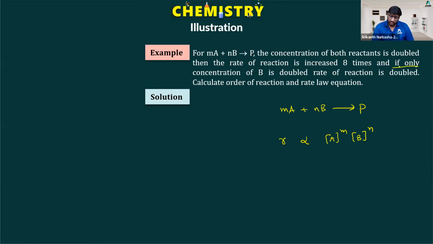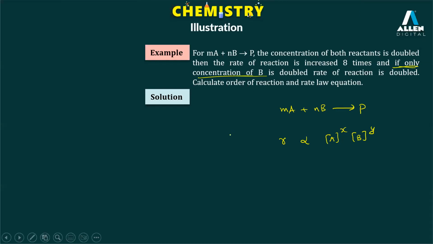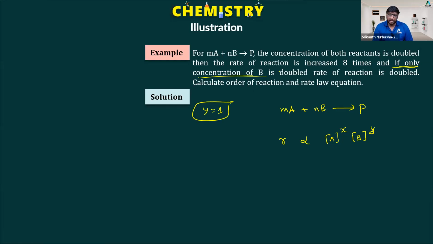Can I use this statement? Here I have written m and n, which should be wrong because we don't know. If I write m and n, that is the law of mass action. So I have to write x and y. If only the concentration of B is doubled, the rate of reaction is doubled, which means y is 1. Y should be equal to 1 because the rate doubles when the concentration of B is doubled. So you can write rate equals K into concentration of A whole power x into concentration of B.